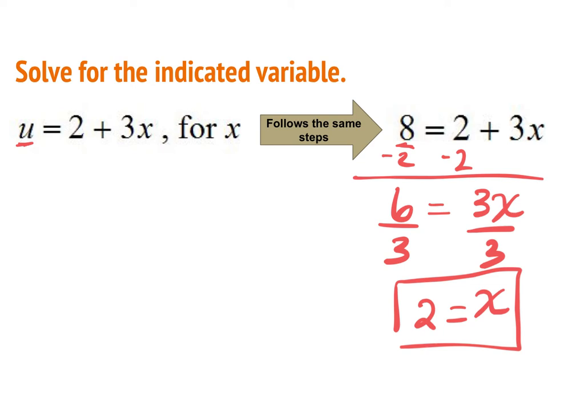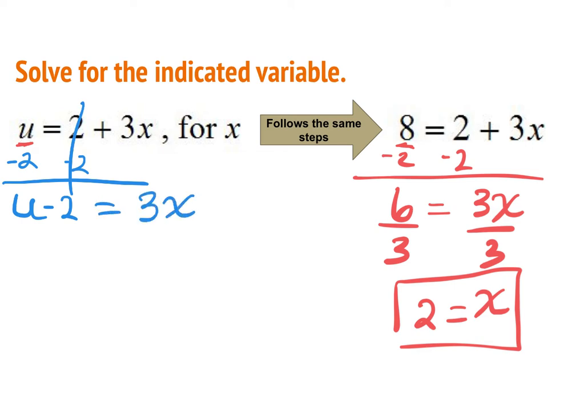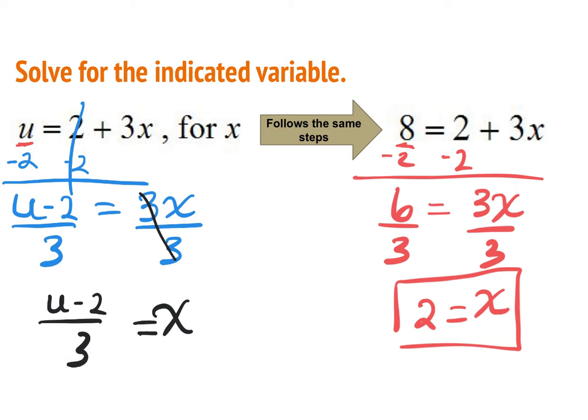So same idea, we are going to subtract 2 from both sides. However, u minus 2 can't actually give us a number answer, so we just write u minus 2. 3x stays, so now we are going to divide by 3. Again, we can't actually do that division, so our final answer is just u minus 2 over 3. We should end up with an equation as our answer.